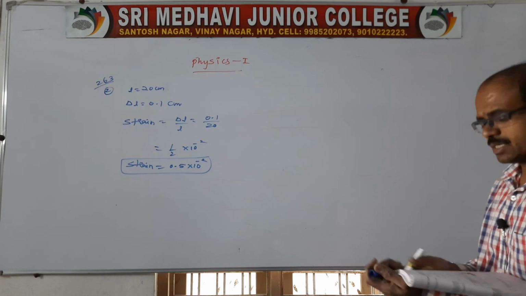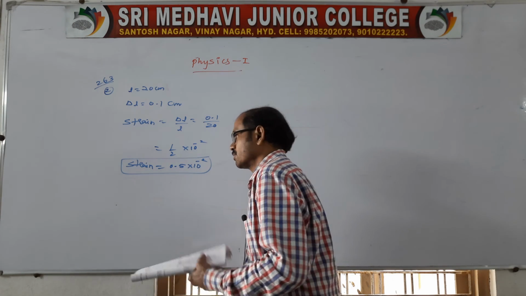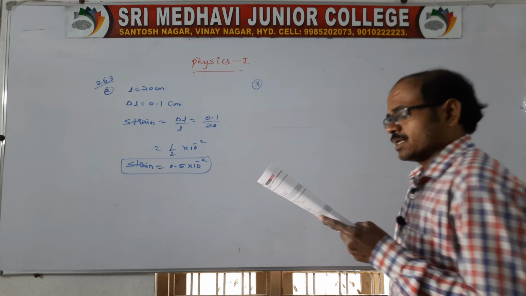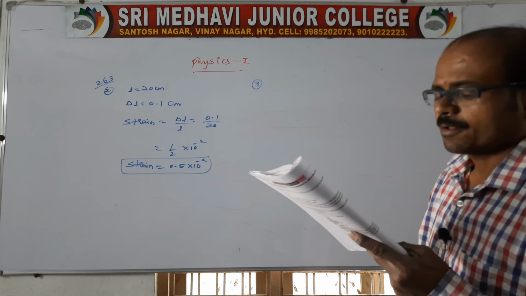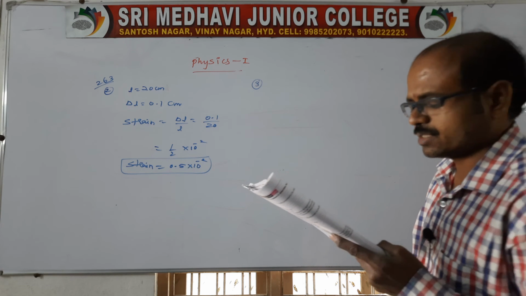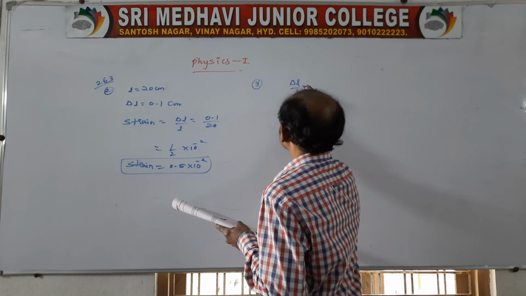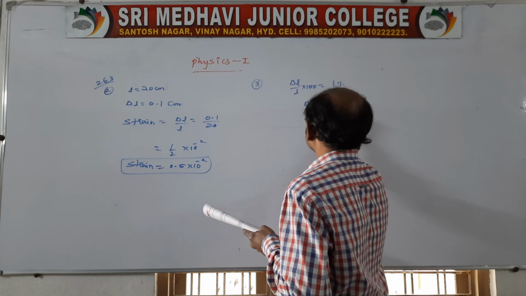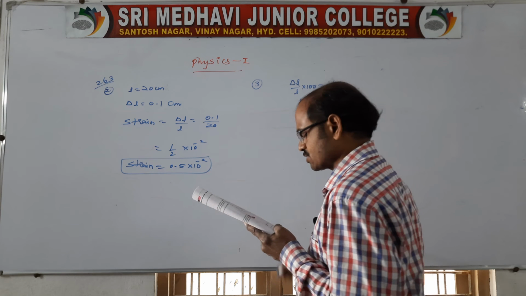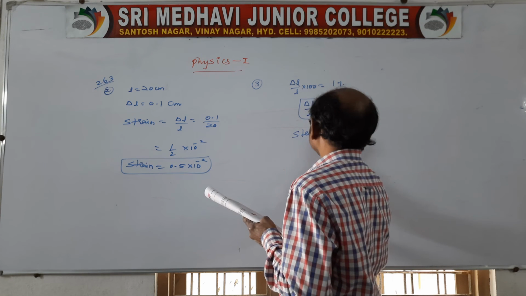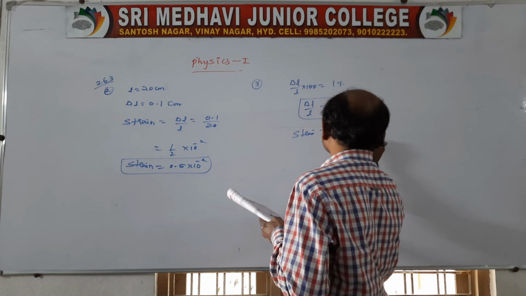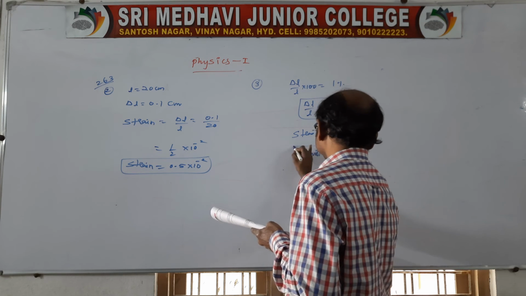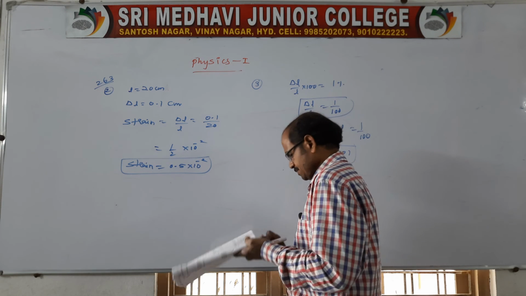And in the same way there is another question, the third question on the same page. If an iron wire is stretched by 1%, what is the strain on the wire? Of course, delta L by L into 100 is given as 1%, so delta L by L we can take as 1 by 100. It asks for strain, so strain is equal to delta L by L, which is 1 by 100. So strain is approximately 0.01.